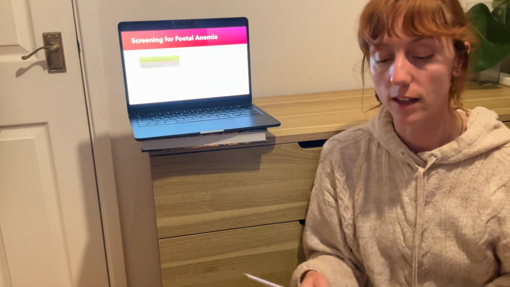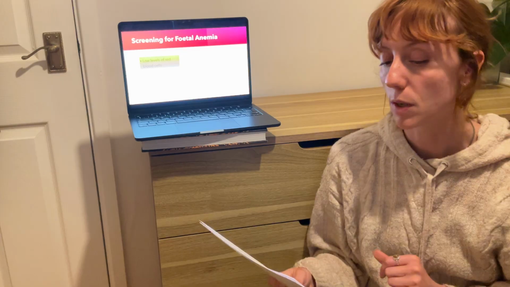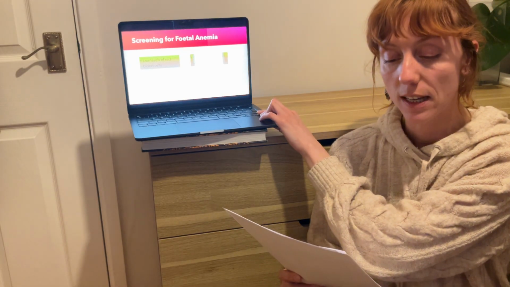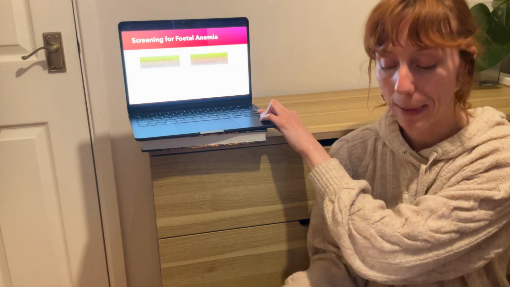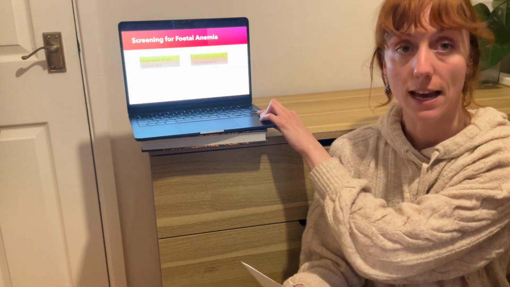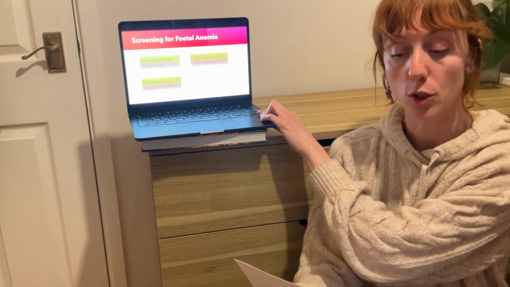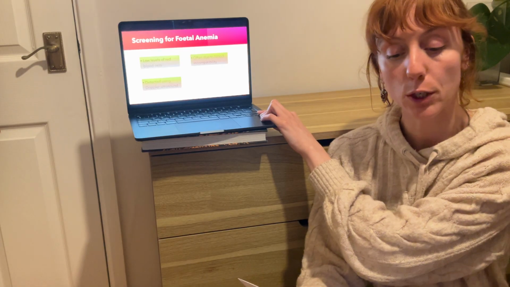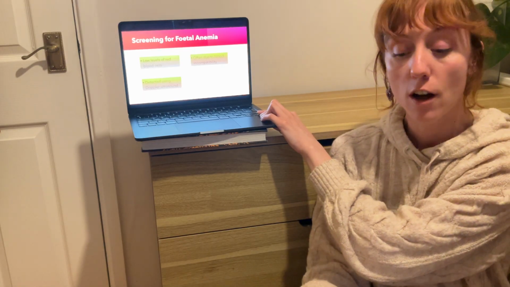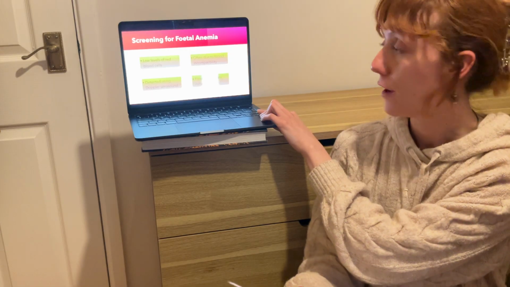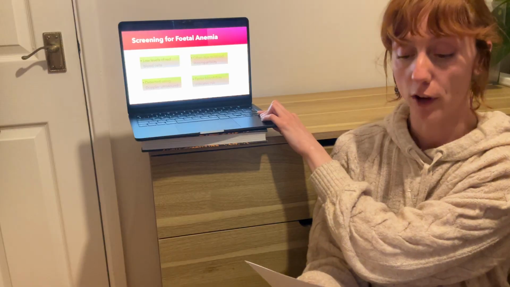Fetal anemia occurs when the baby has a reduced number of red blood cells, which can affect oxygen delivery. It is often caused by blood group incompatibility between the mother and baby. Screening is commonly carried out using Doppler ultrasound, which can detect increased blood flow velocity. Faster blood flow can indicate that anemia may be present. Further tests may be used to confirm the diagnosis.